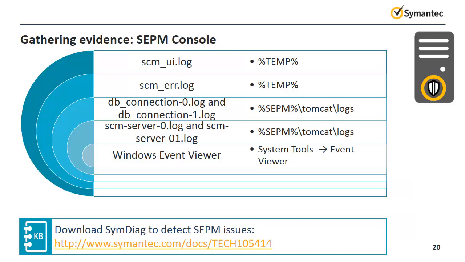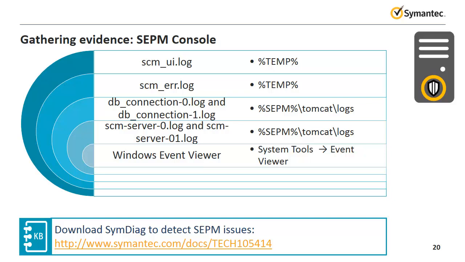You also collect Tomcat and Windows Event Viewer logs during the gather evidence phase. The console records activity to the scm_ue.log and the scm_error.log in the temp directory.